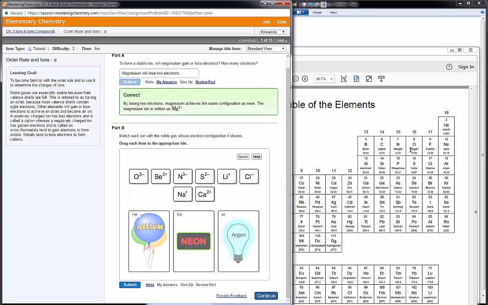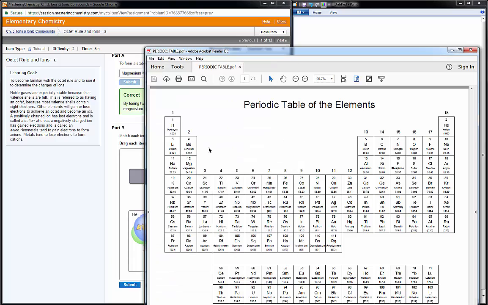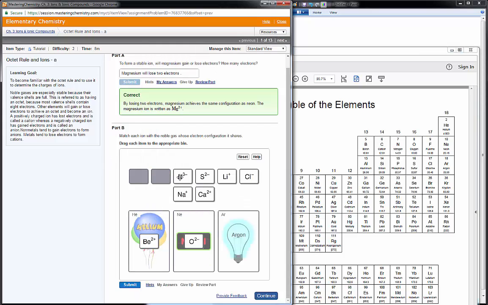Next, we're comparing each of these ions to helium, which has 2 electrons, neon, which has 10 electrons, and argon, which has 18 electrons. Oxygen 2-, when it gains 2 electrons, will be like neon. It will have the same number of electrons as neon. Beryllium 2+: beryllium already has 4, so if it loses 2 to become 2+, it would only have 2 remaining, which means it would be like helium. Nitrogen 3-: nitrogen has 7, so if it gains 3 to have a -3 charge, it will have 10, like neon. Sulfur 2-: sulfur has 16, so if it gains 2 to have a -2 charge, it will have 18, just like argon.